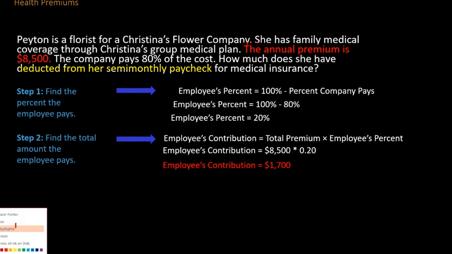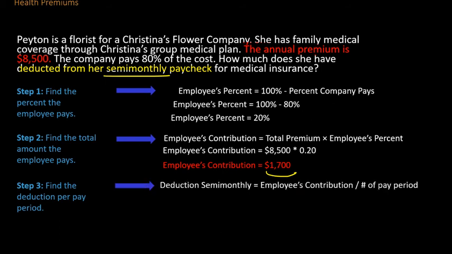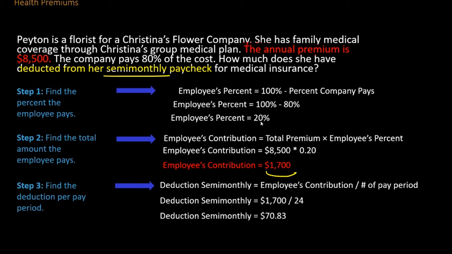However, the question asked us what she's getting deducted from her semi-monthly paycheck. What does semi-monthly mean? Remember, semi-monthly is twice a month, so there are 24 semi-months in a year, right? If you get paid twice a month, you get paid 24 times a year, which means that she is paying off the $1,700 contribution over the course of 24 paychecks. So, what's 1,700 divided by 24? That will tell us what is getting withdrawn from each paycheck. So she is contributing $70.83 per paycheck.